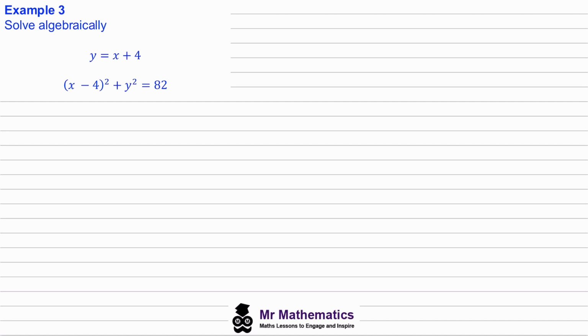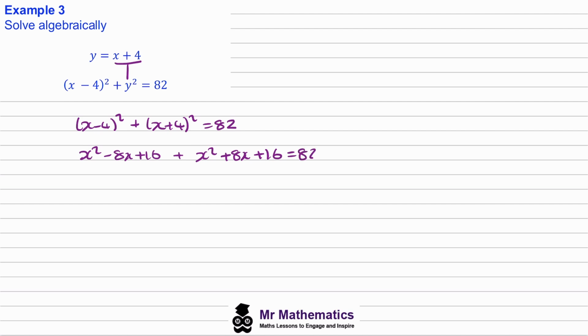Okay, so welcome back if you want to go. If y equals x plus 4, we can substitute this expression for y into our quadratic. So we'll have x minus 4 squared plus y squared, and this will equal 82. We'll expand out both pairs of brackets. We get x squared minus 8x plus 16 plus x squared plus 8x plus another 16, and that will equal 82.